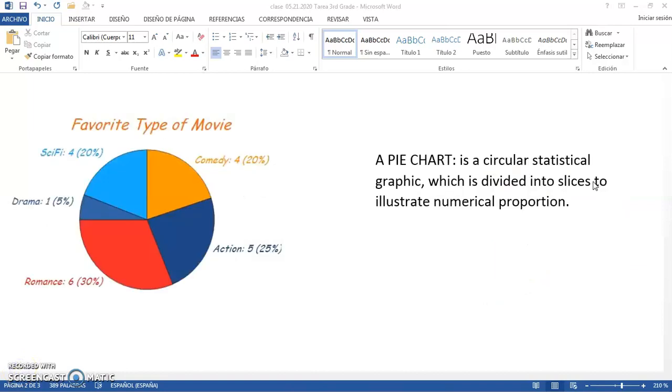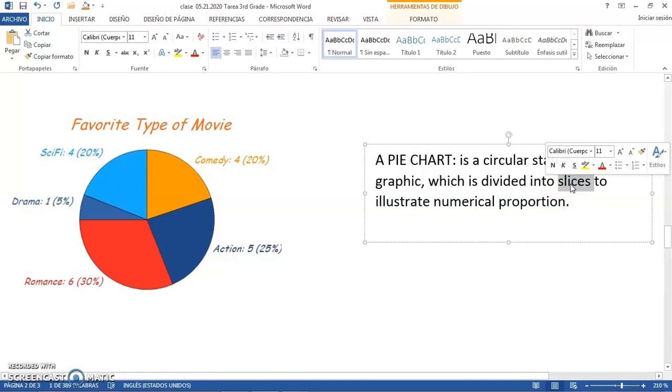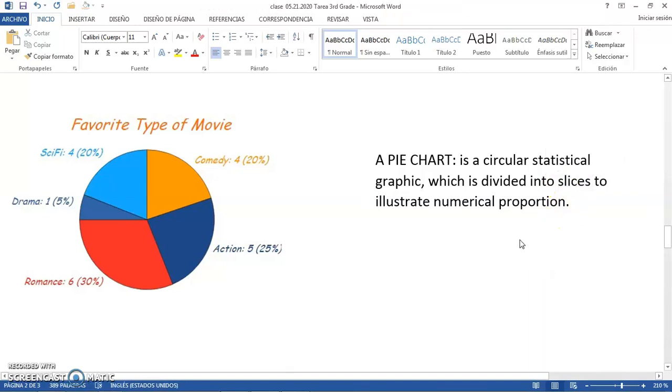The next one is called a pie chart. It's a circular statistical graphic which is divided into slices to illustrate numerical proportion, slices, rebanadas. That is why it's called a pie, un diagrama de pie, donde se dividen diferentes rebanadas de diferentes tamaños, lo que indica su proporción de un total. Cada uno de estos pedazos, si usted los suma, deberá de sumar 100%, la totalidad de lo que se busca.